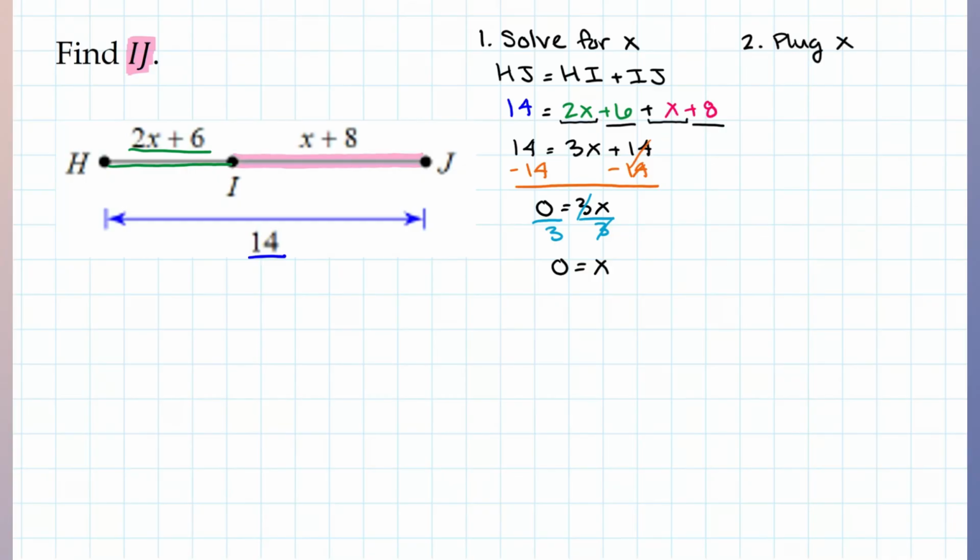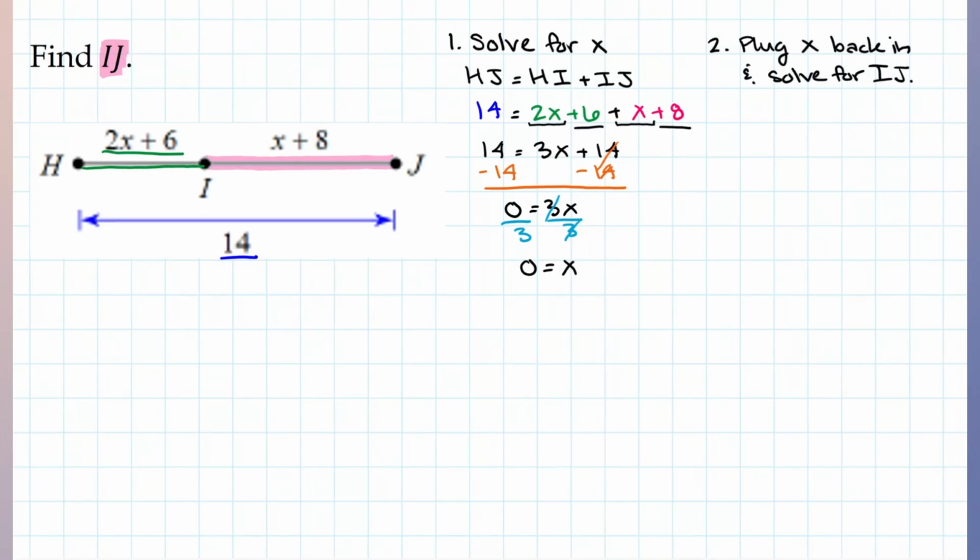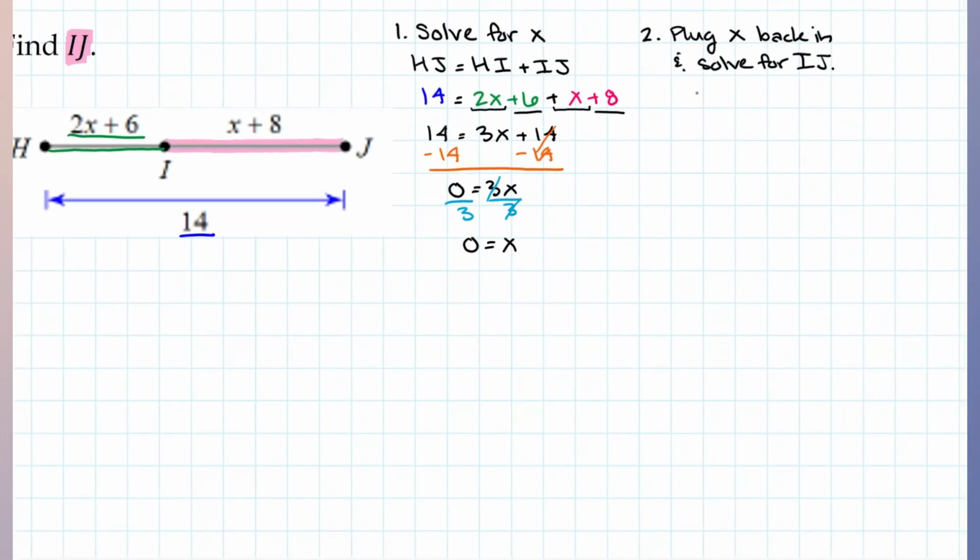One thing I like to do is we highlighted it at the beginning, that's a strategy. Another thing I like to do is just to rewrite what IJ is equivalent to. So we know IJ is equivalent to x plus 8. And then from part one, we also found that x equals 0. So we'll replace that x with 0. So IJ equals 0 plus 8. So we get IJ equals 8 units.